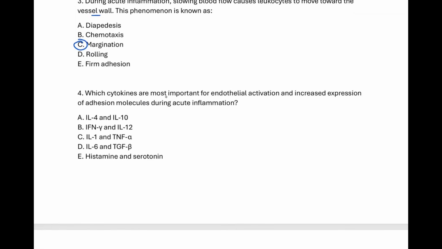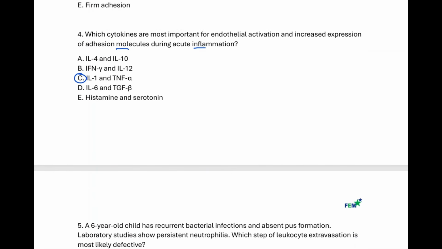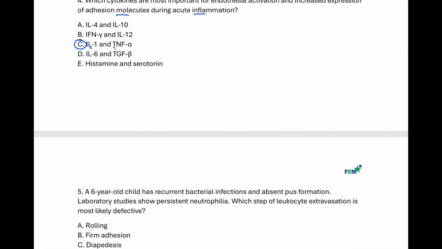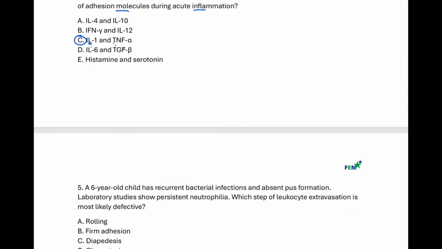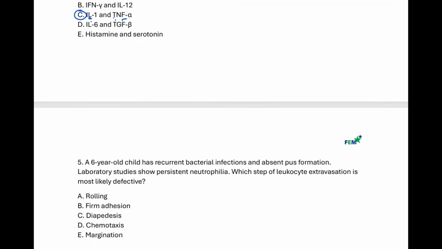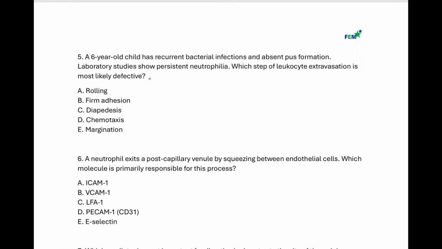Next, which cytokines are most important for endothelial activation and increased expression of adhesion molecules during acute inflammation? Remember, these are our acute phase cytokines, particularly interleukin-1 and TNF-α. Remember, those interleukins are also responsible for what? Particularly interleukin-1 is responsible for fever, whereby our TNF-α normally mediates what? Shock.